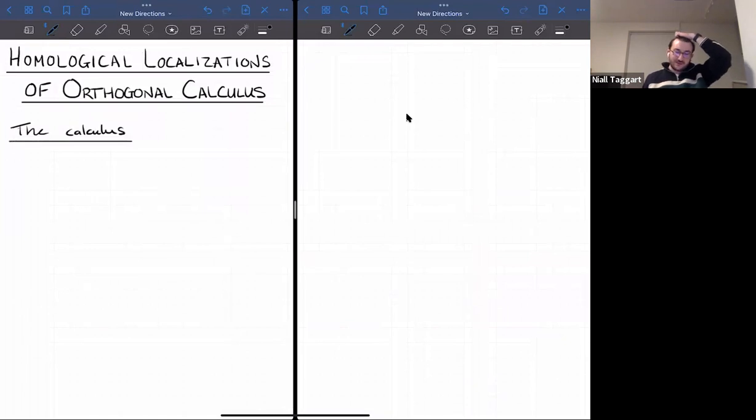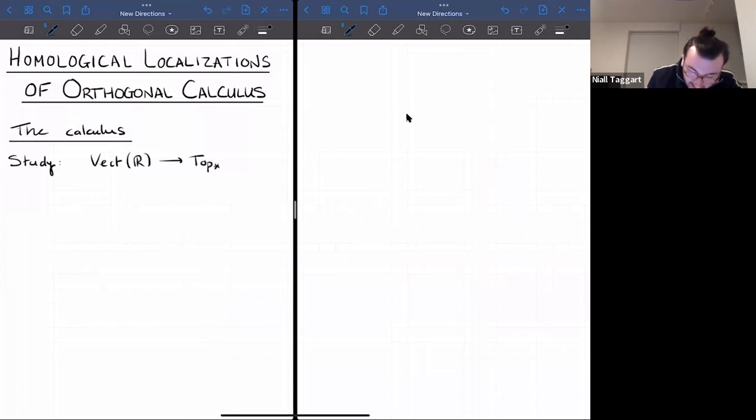So orthogonal calculus really comes from some geometric problems. So we want to study functors that go from some category of vector spaces, let's just say over the real numbers, to base spaces, or maybe spectra if you are so inclined. And all the examples are kind of geometric. So the standard ones people care about are if you have, let's say, a manifold M, a smooth manifold.